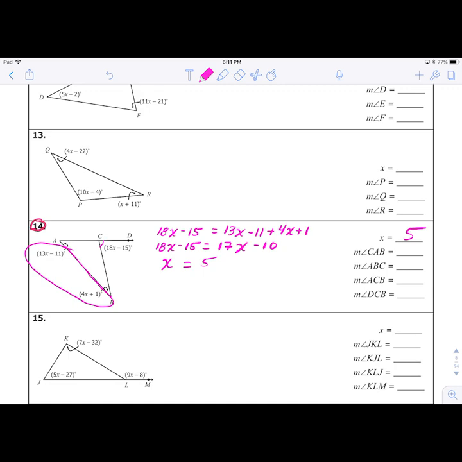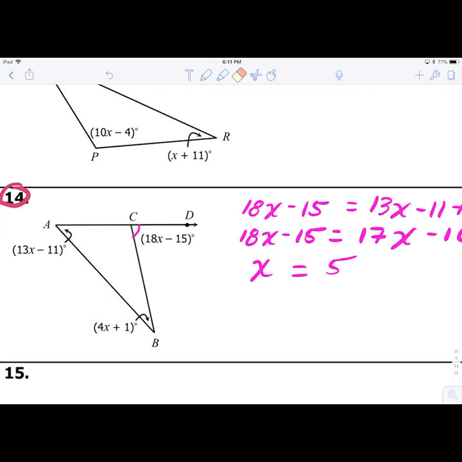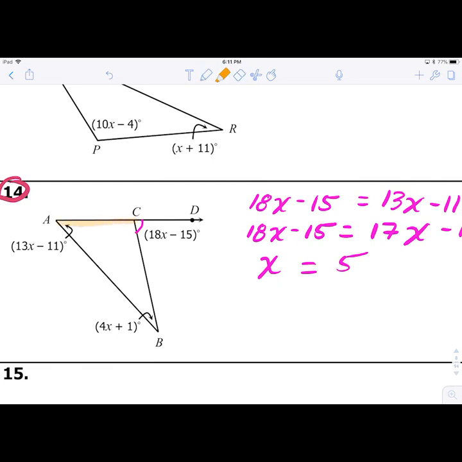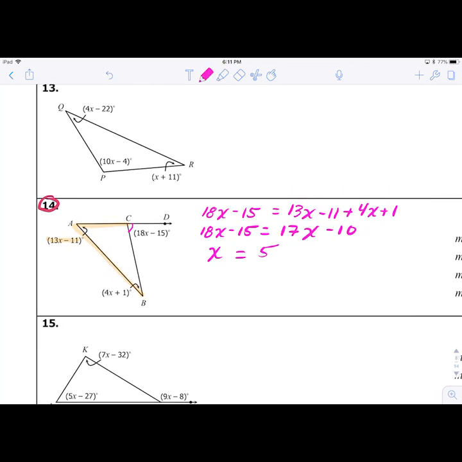And then I want to know these angles. Okay, so what's the measure of angle CAB? Well, CAB is right here. It's formed by the vertices C, A, and B. So it's this lovely thing. If I'm gonna highlight in orange, might as well do it in orange. Okay. 13 times 5 minus 11. So you get 65 minus 11. You get 54 degrees.